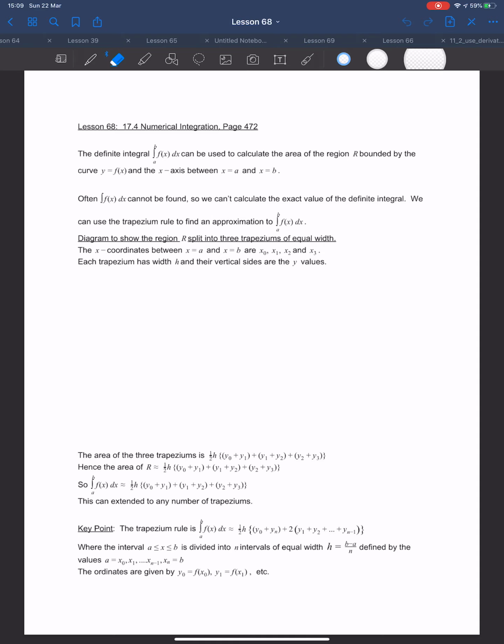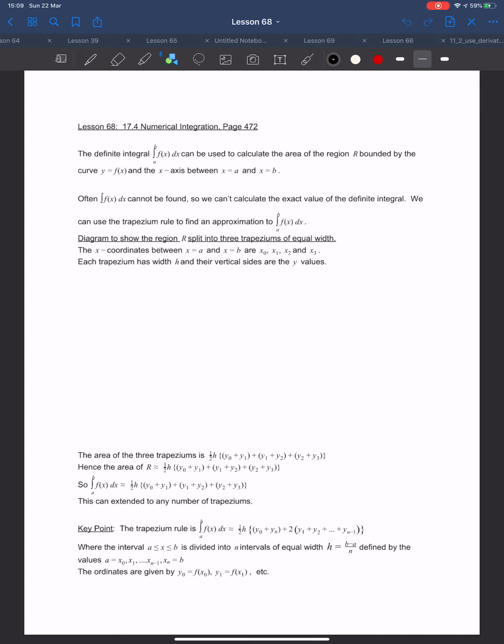Right, so we know to work out some integration already. Numerical integration, we use this if we don't know how to integrate f of x, but we still want to know the area of a region. Okay, so what we do is we approximate the area under the curve.